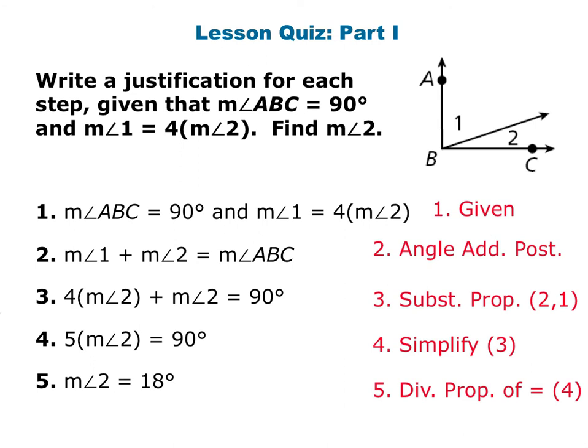It's substituted. To see what was substituted, look back up in line 1. We used line 2, we took out measure of angle 1 and put some other notation in its place, and instead of measure of angle ABC, we put 90 in its place. Line 4, combined like terms, and then just divided.